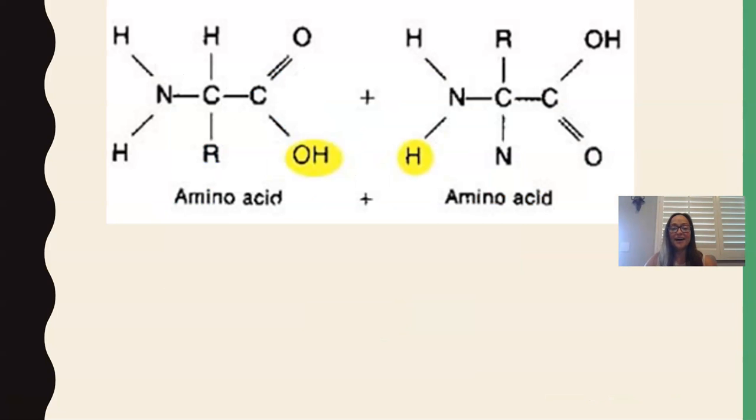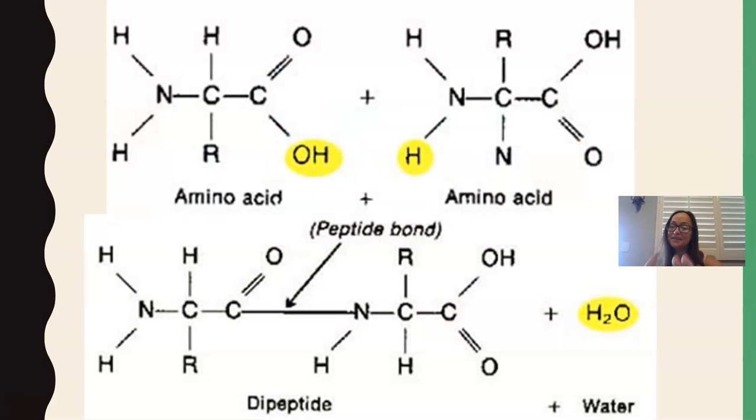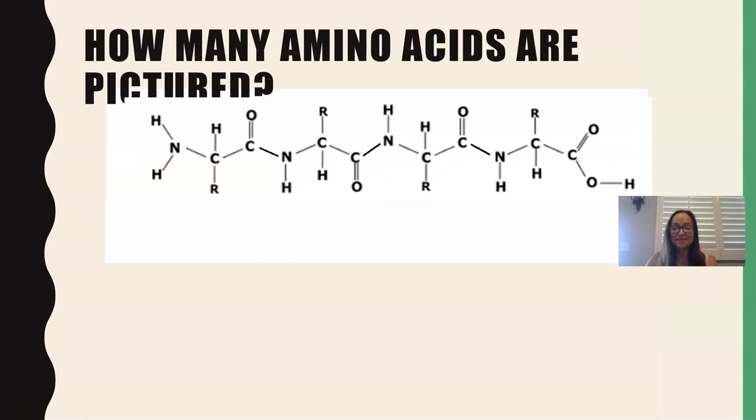So here you have your two amino acids. When you remove a water, you get a peptide bond. So what I was saying is when you have a chain of amino acids, you can see lots of water would be formed.